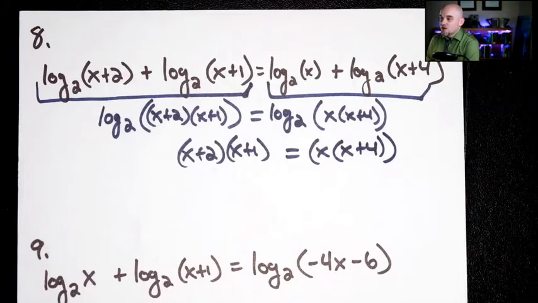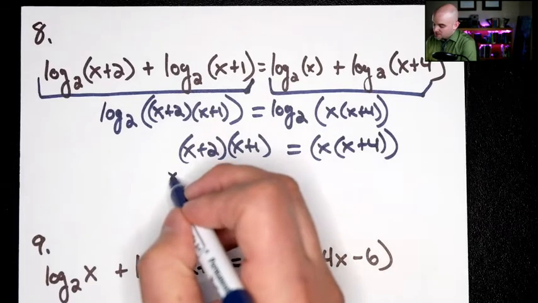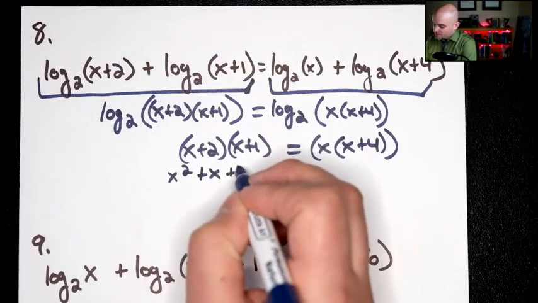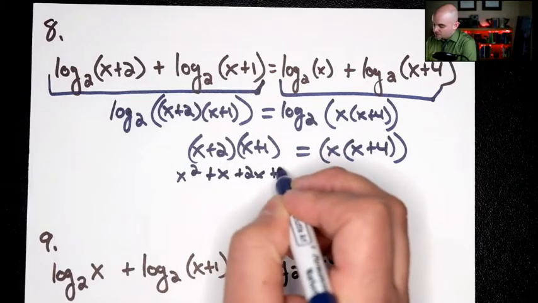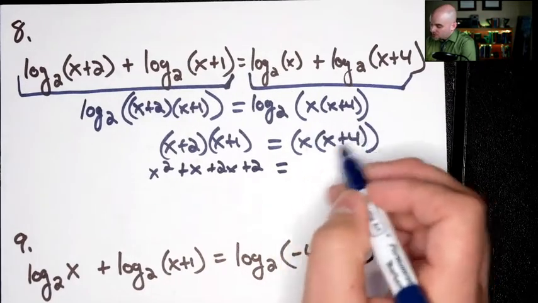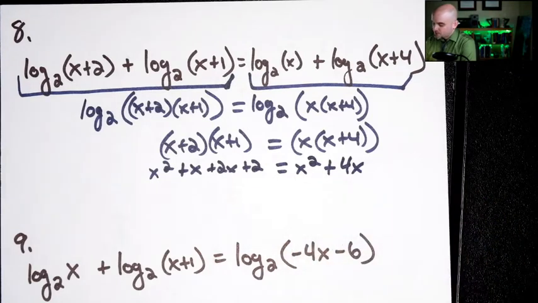And I need to do a little bit of algebra here. So I'm going to multiply this thing out. X times x is x squared. X times 1 is x. 2 times x is 2x. 2 times 1 is 2. So I'm just foiling that thing out. And that's going to equal, distribute the x over here, x squared plus 4x.